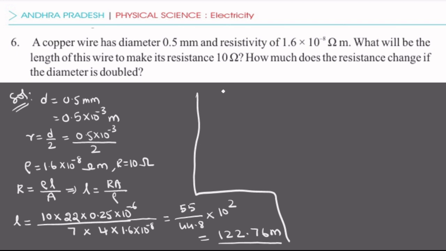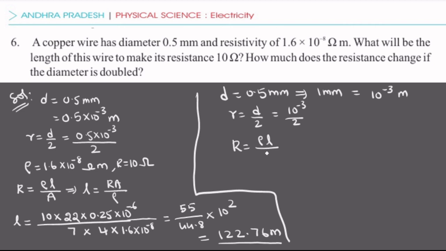See, the diameter is doubled. What is the given diameter? First of all, 0.5 millimeters is given in the problem. So when the diameter is doubled we get a diameter of 1 millimeter. 1 millimeter is nothing but 10 power minus 3 meters. From this we get the radius, which is half of the diameter, d by 2, equal to 10 power minus 3 by 2. Now we have to find the resistance here. The resistance formula we know, R is equal to rho L by A.